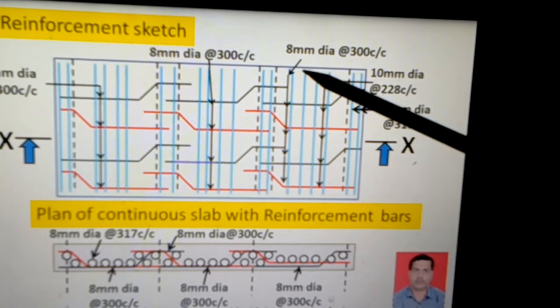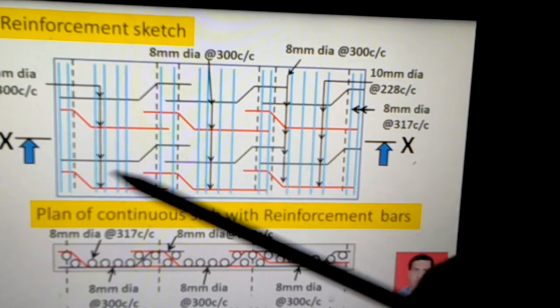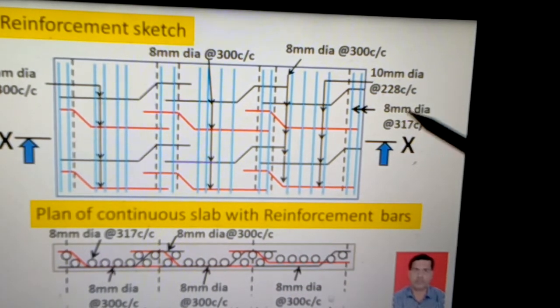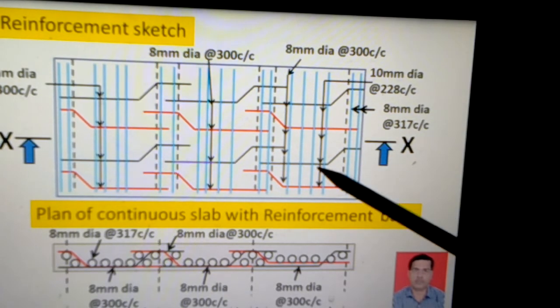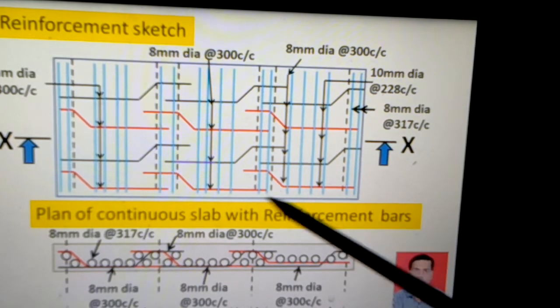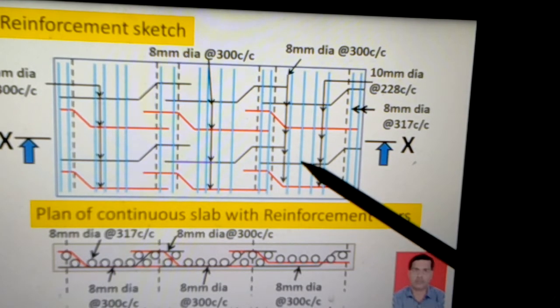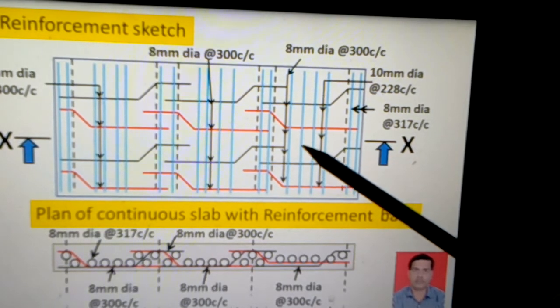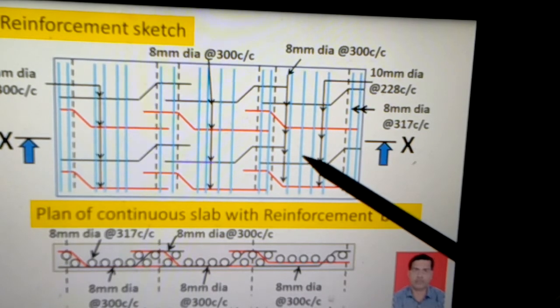So the blue bars which you see here are the distribution bars, that is 8 mm dia bars at 317 mm center to center. That is all blue bars, on the top of the main steel bars in the bottom of the slab as well as in the top of the slab. The purpose of the distribution bar here is to keep the main bars at the exact position meant for them, get tied up with the main bars, and provide proper protection of the slab against temperature stress and shrinkage stress.